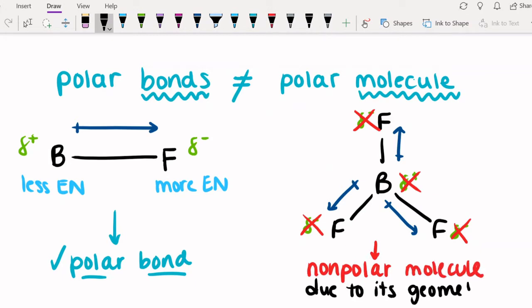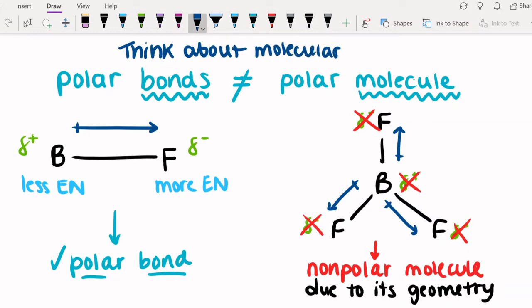To make sure a molecule is polar, first check to see if it has polar bonds. Then, check its molecular geometry to make sure the molecule can be polar with its shape.